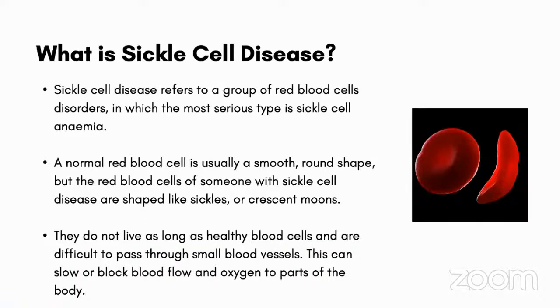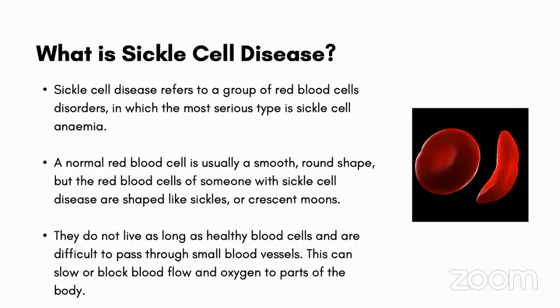So before I talk about nutrition and sickle cell disease, I'm just going to give you a brief overview on what sickle cell disease actually is. Sickle cell disease refers to a group of red blood cell disorders, and red blood cells are what we all have in our body that carry oxygen to different parts of our organs. The most serious type of sickle cell disease is sickle cell anemia. A normal red blood cell is usually a smooth round shape.